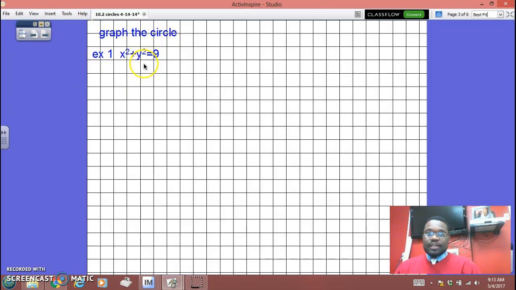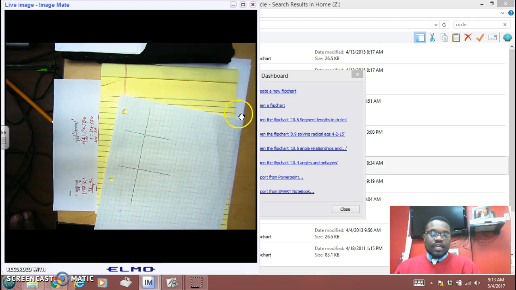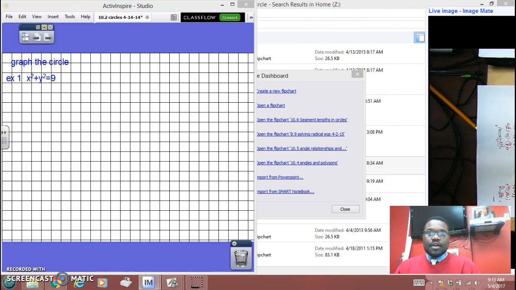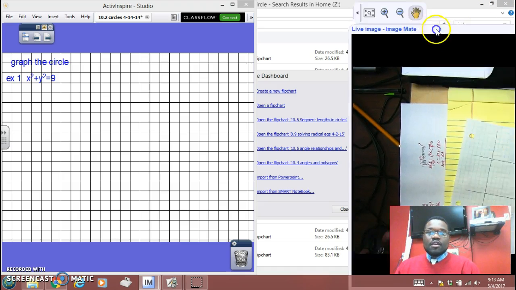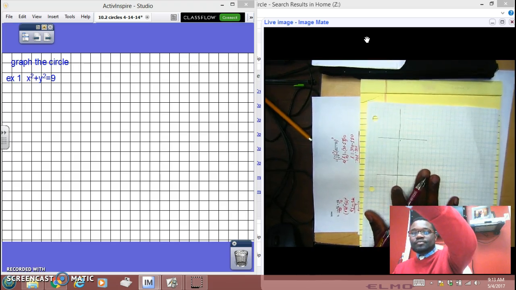Here's an example right here. We have that equation, and so let's try that. Come on, do the thingy. Well, it won't do the thingy. So, here we go.